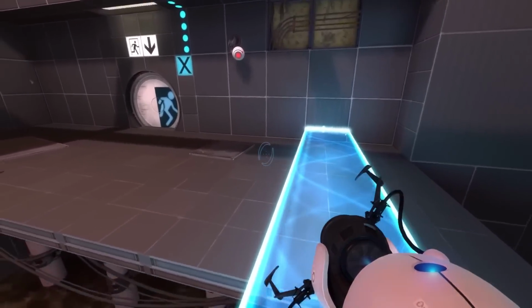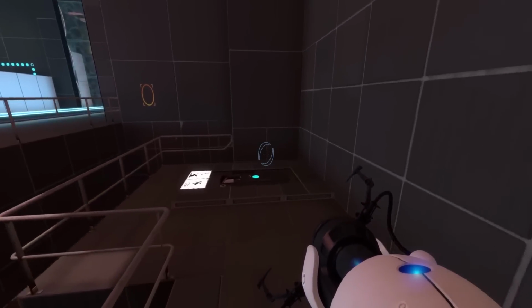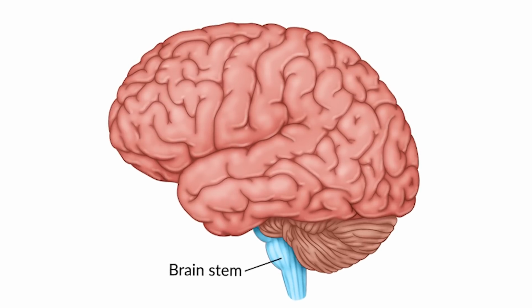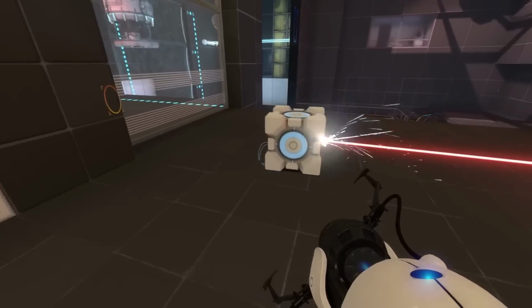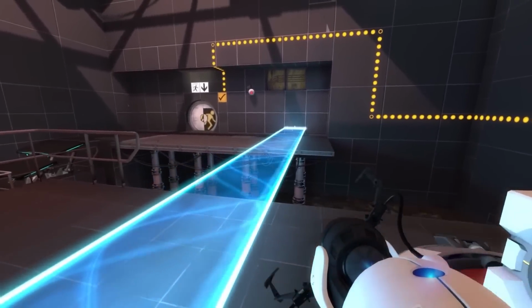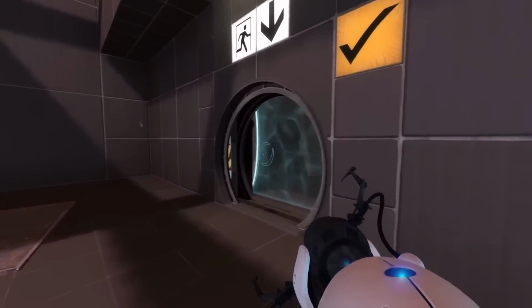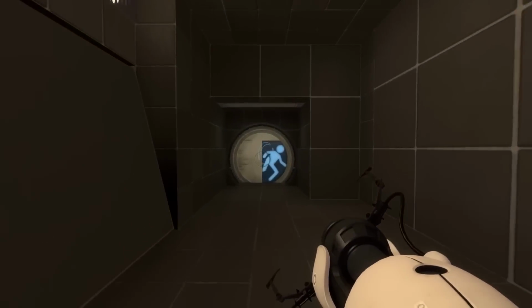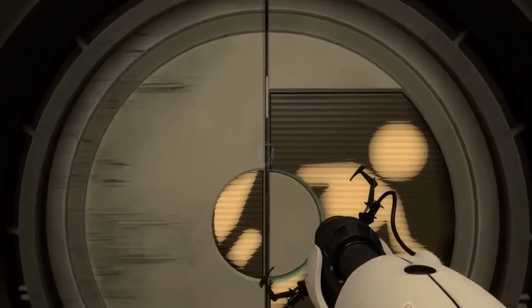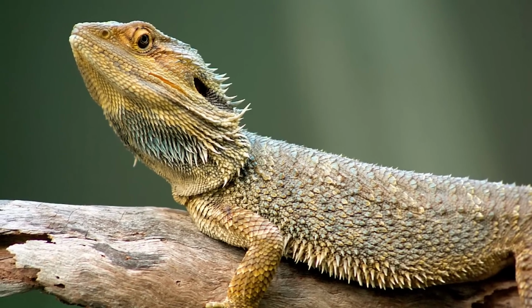The oldest part of the brain in this model is the reptilian complex, often referred to as the reptilian brain. This part includes structures such as the brainstem and the basal ganglia. It's responsible for basic survival functions that are largely instinctual and automatic, such as heart rate, breathing, and fundamental behaviors like aggression, dominance, and territoriality. The reptilian brain is named because these functions are similar to those found in reptiles, which rely heavily on these primal instincts for survival.